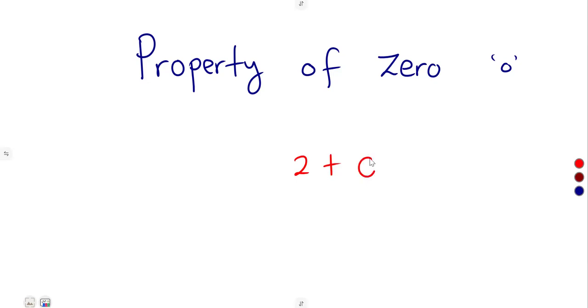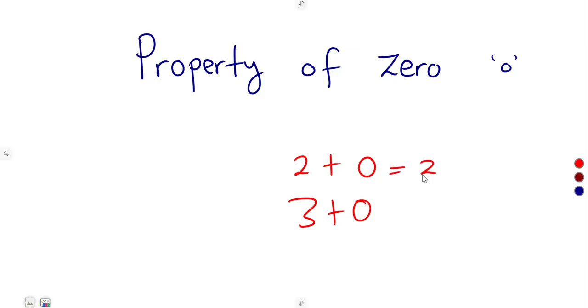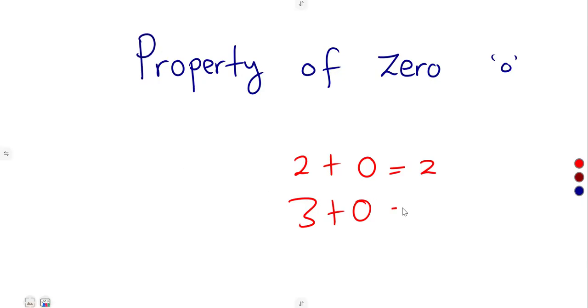2 plus a 0, 3 plus a 0. We want to see what exactly happens here. 2 plus a 0, that's a 2. What about 3 plus a 0? That is again 3. So adding the 0 did not affect the number. 3 plus a 0, 3 is not affected. So what can we say? Adding 0 to any number does not change the number.